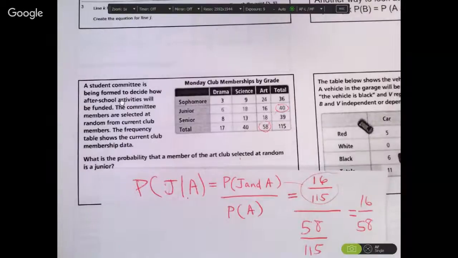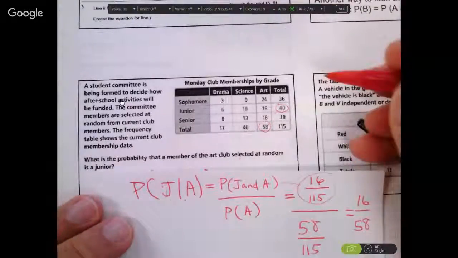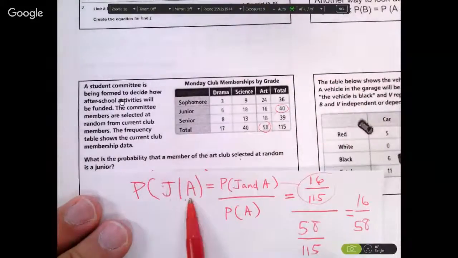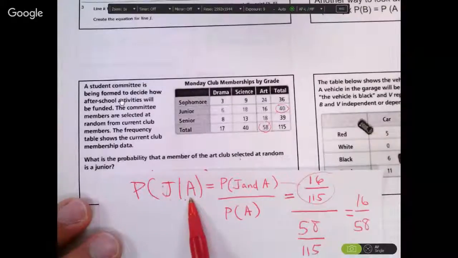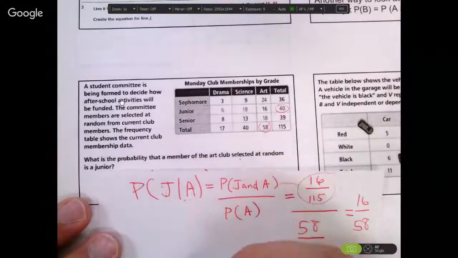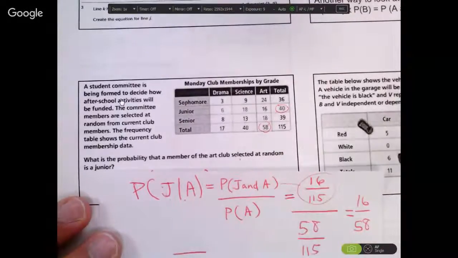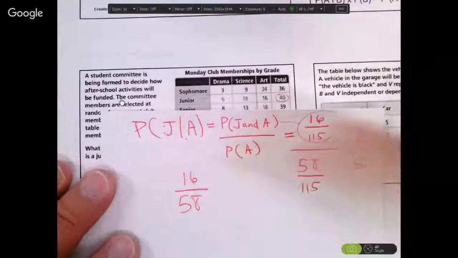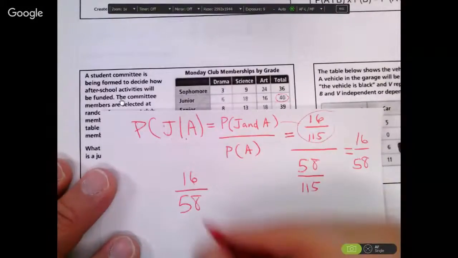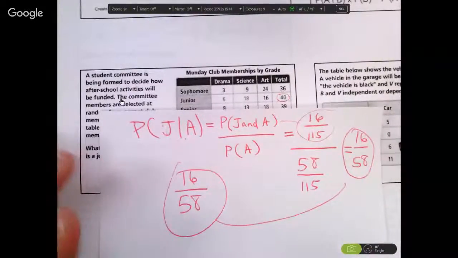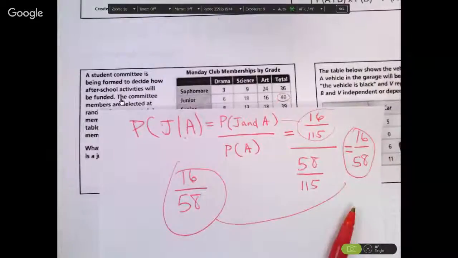So the book says, yes, you could do it this way, but you could also just point out if the question's saying how many juniors, given you're in art, how many people are in art? 58. Out of all the kids in art, how many are juniors? So you could have just said, oh, there are 16 out of 58. What do you notice? Same thing.